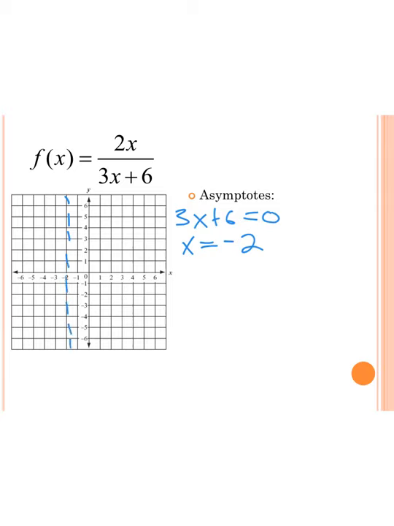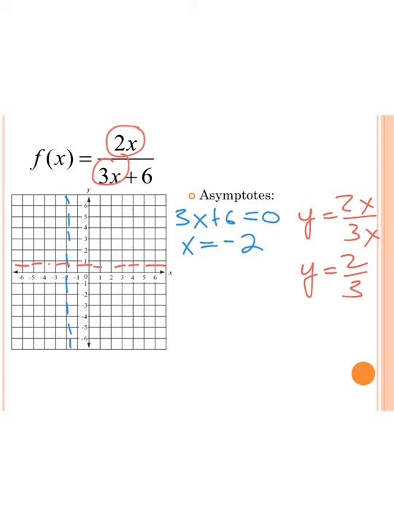For my horizontal asymptote, I'm going to look at my terms in my numerator and my denominator and compare them. The biggest term in my numerator is 2x. In my denominator, it's 3x. When we look at the degrees, they both have degree of 1. And since the degrees are the same, to find a horizontal asymptote, we're going to set a ratio. So we have y equals 2x over 3x, which means y is going to equal 2/3 for our horizontal asymptote. I'm going to go ahead and draw that here. It's close to 1. It's kind of hard to sketch this with my graph, but it's about there.